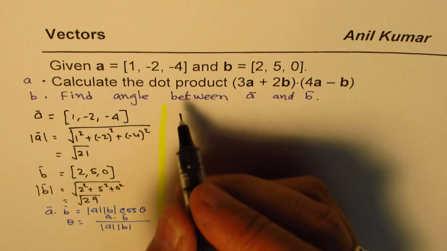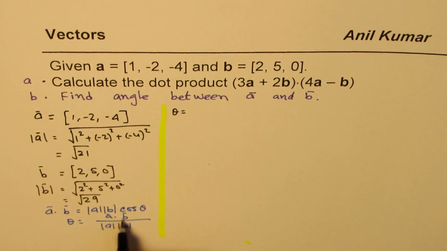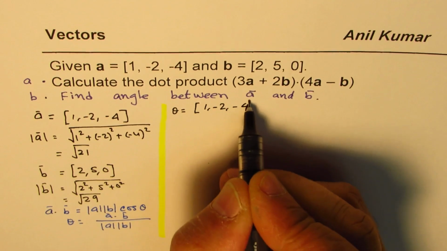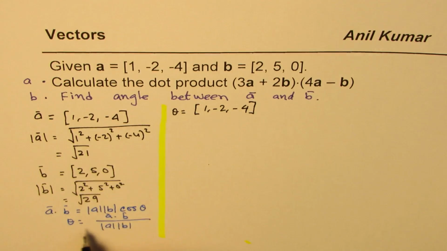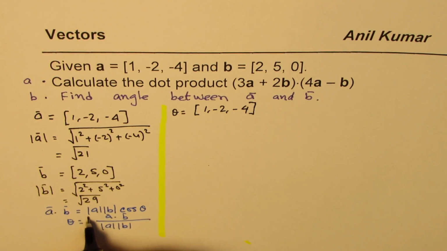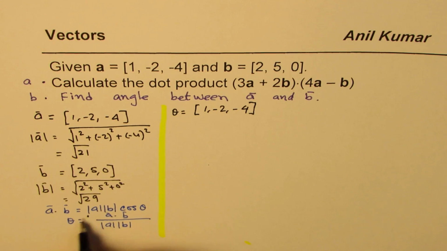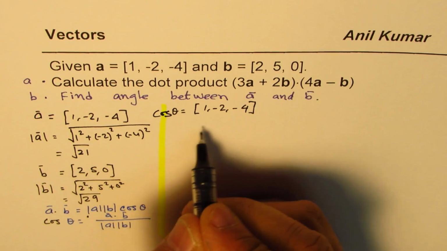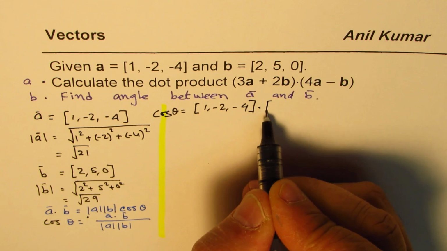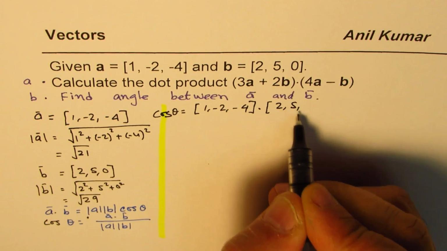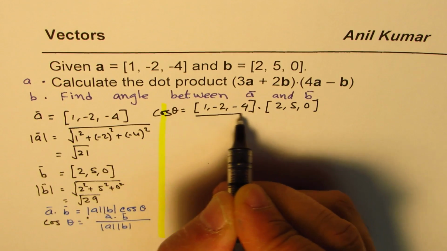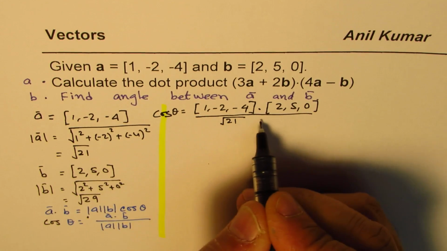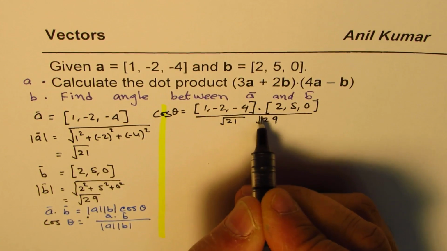Okay. So the angle theta is equals to cos inverse. I forgot to write cos inverse here. Okay, so let me write cos theta now. Cos theta is A dot B, where A is 1, minus 2, minus 4 and B is 2, 5, 0, divided by the magnitudes, which we worked out, square root of 21 times square root of 29, right?